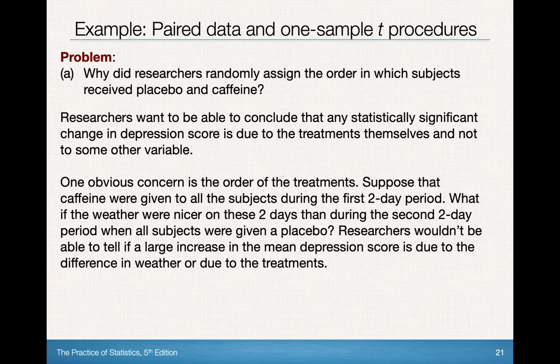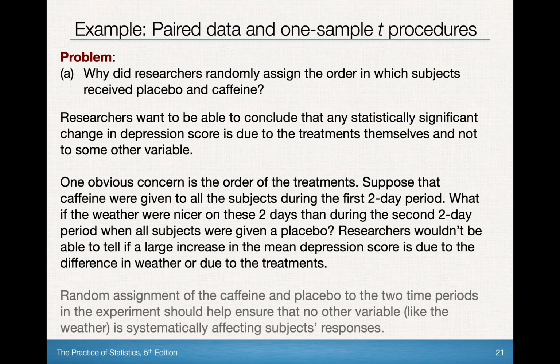So if we gave every subject the same treatment in the same order, and there was some outside variable also affecting these people, we couldn't tell if the weather or if the caffeine was the reason why they were becoming depressed. So therefore, it's very important to randomize the order in which you do this experiment. Random assignment of the caffeine and placebo to the 2 time periods in the experiment should help ensure that no other variable is systematically affecting the subject's response.